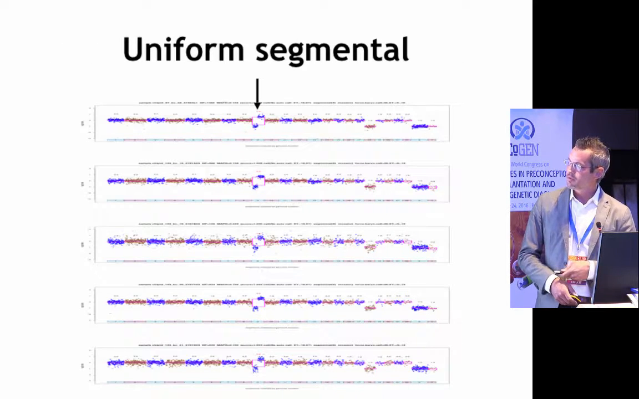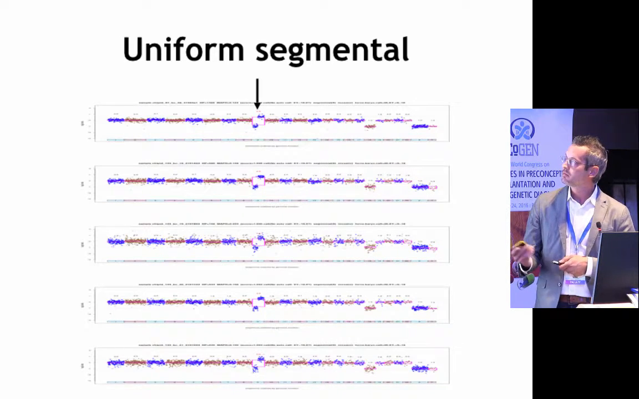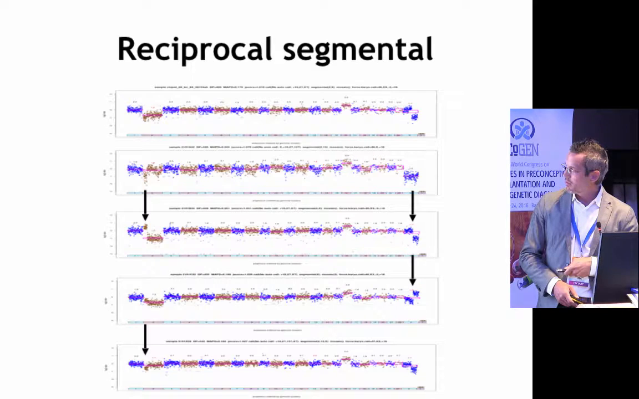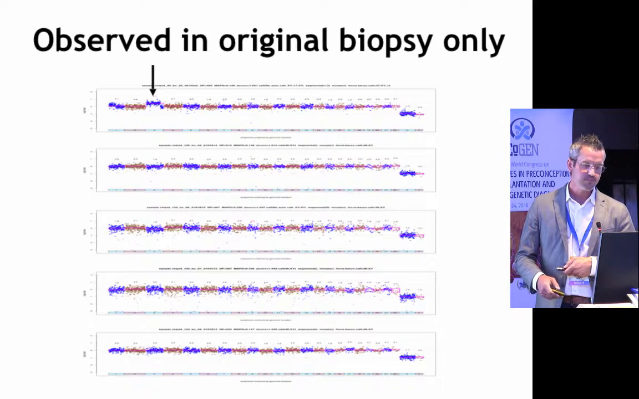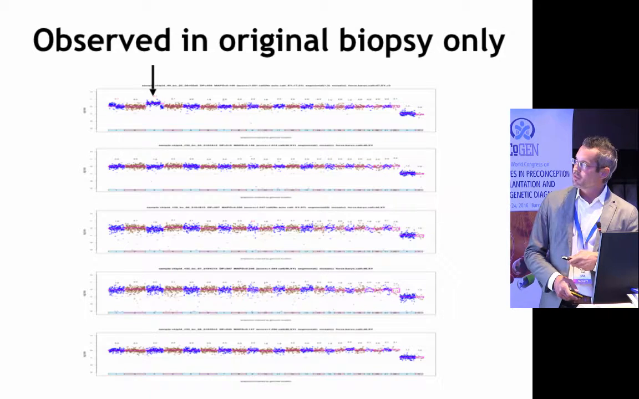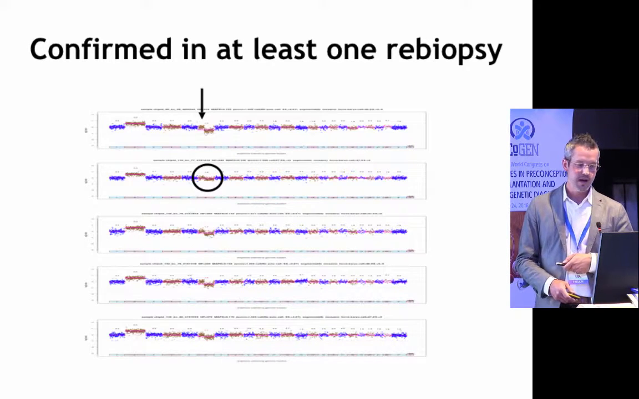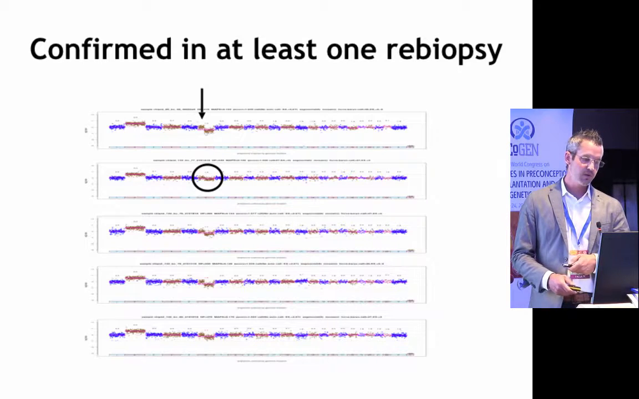One is where all of the results were the same, therefore uniform segmental aneuploidy in that embryo. In some cases, we had reciprocal errors. So the original, for example, on X here, you can see a loss of material on this end of chromosome X, and the inverse or reciprocal gain of this portion of chromosome X here. So reciprocal segmental. Some cases we only observed it in the original biopsy and none of the rebiopsies. And then other cases it was confirmed in at least one of the rebiopsies. So this again has to do with the predictive value of the original test.